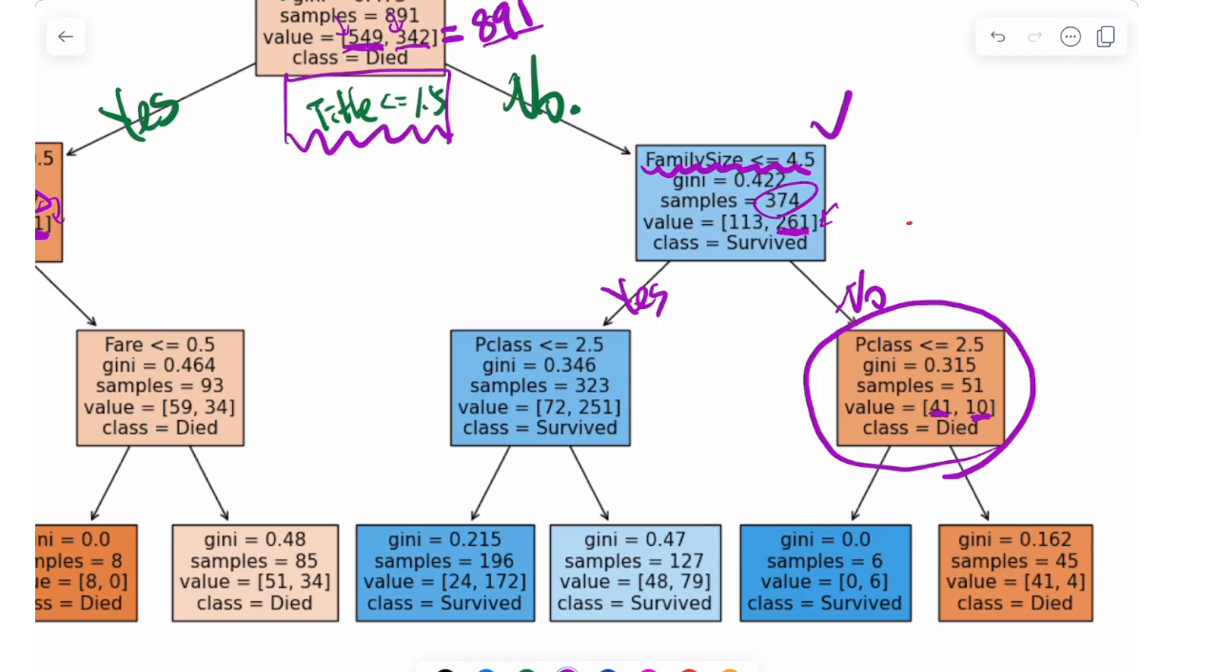Right? So at the right hand side, again, we ask the next question, and we can divide it into this part and this part. And we can see that that is a very nice question right here, because at the left hand side, all the passengers in this small subspace, 6 samples, all of them survived. And at the right hand side, most of them died.